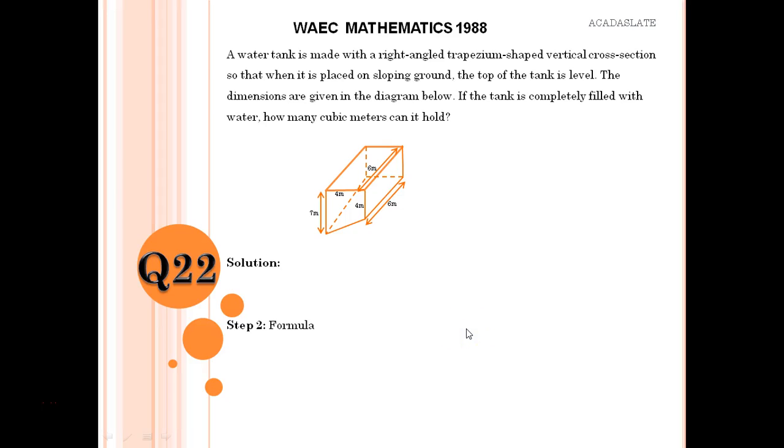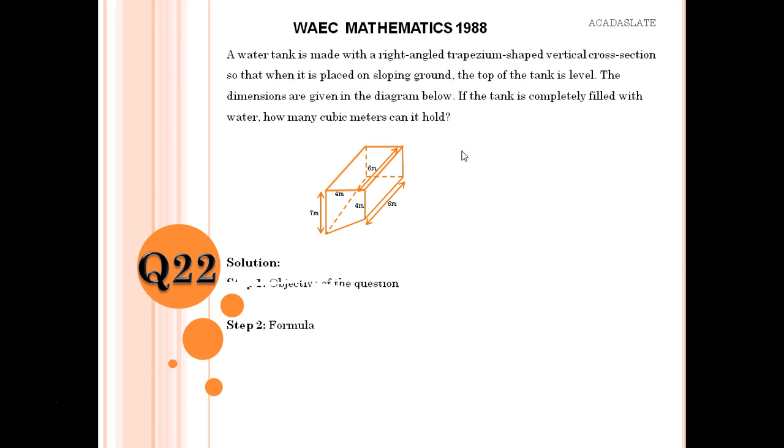The question reads: a water tank is made with a right angle trapezium shaped vertical cross section so that when it is placed on sloppy ground, the top of the tank is level. The dimensions are given in the diagram below. If the tank is completely filled with water, how many cubic meters can it hold?